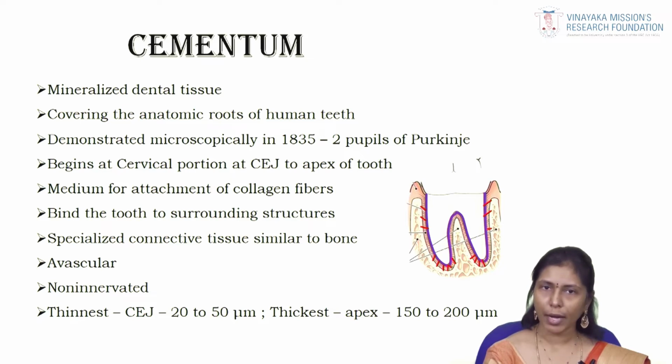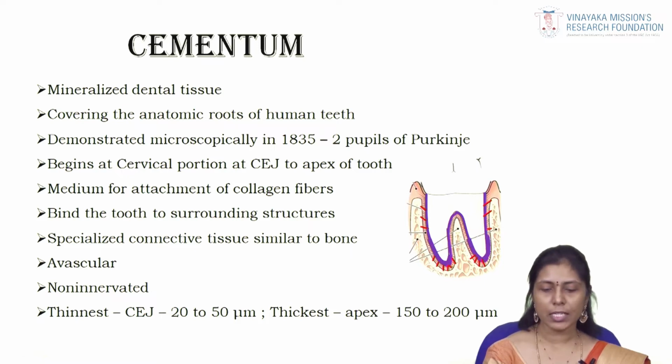So this is going to bind the tooth to the surrounding structures, and this is a specialized connective tissue similar to bone. But what is the difference between bone and cementum? In case of bone, it has vascularity, but in case of cementum, it is avascular and doesn't have any innervation. It's non-innervated. Thickness of the cementum is not the same throughout the root portion of the teeth.